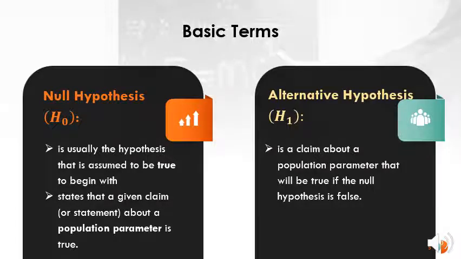Now we look at two basic terms involved in hypothesis testing. They are null hypothesis and alternative hypothesis. The null hypothesis, denoted by capital H subscript 0, is usually the hypothesis that is assumed to be true to begin with. It states that a given claim or statement about a population parameter is true. The alternative hypothesis, denoted as capital H sub 1, is a claim about a population parameter that will be true if the null hypothesis is false.